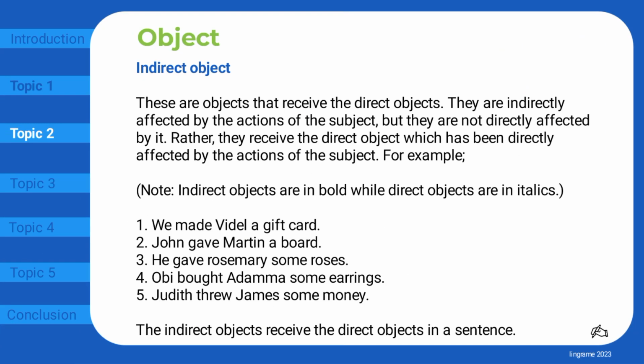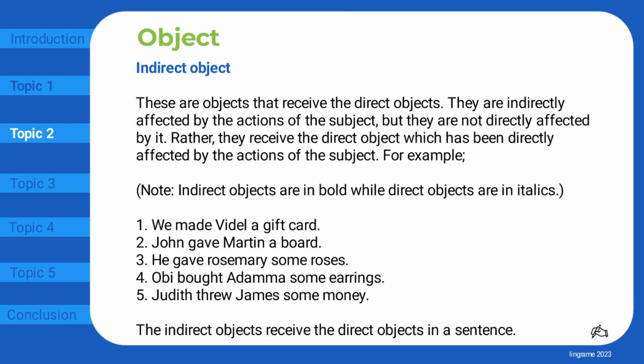Indirect object. These are objects that receive the direct objects. They are indirectly affected by the actions of the subject, but they are not directly affected by it. Rather, they receive the direct object which has been directly affected by the actions of the subject. For example, note, indirect objects are in bold while direct objects are in italics.